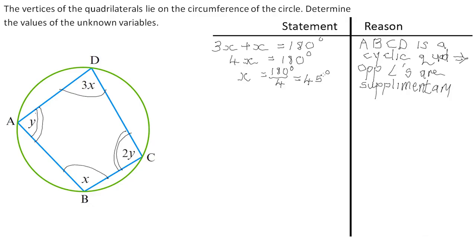The second one, exactly the same. y plus 2y is equal to 180 degrees. Exactly the same reason. 3y is equal to 180 degrees. y therefore is equal to 180 degrees divided by 3, and it gives us a value for y of 60 degrees.